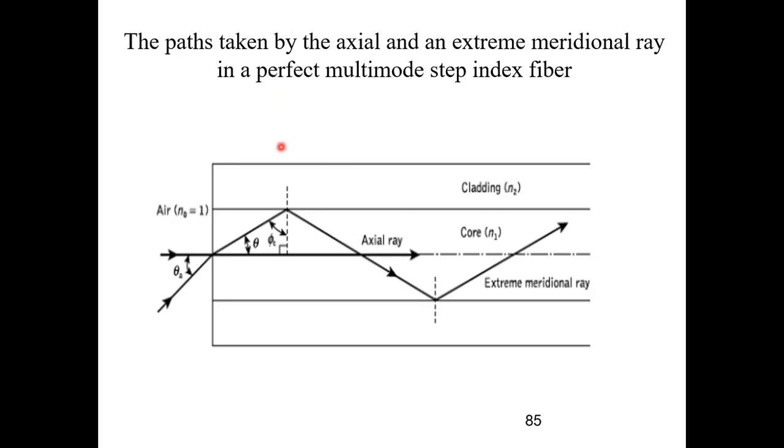Okay, so I am dictating. Using the ray theory model, the fastest and the slowest modes propagating in the step index fiber may be represented by the axial ray and the extreme meridional ray.